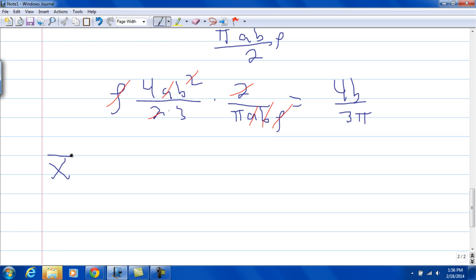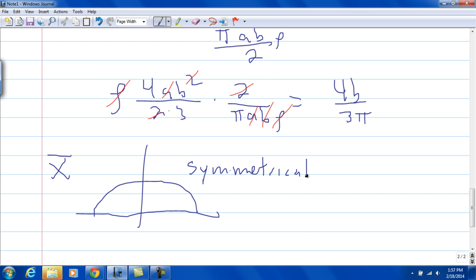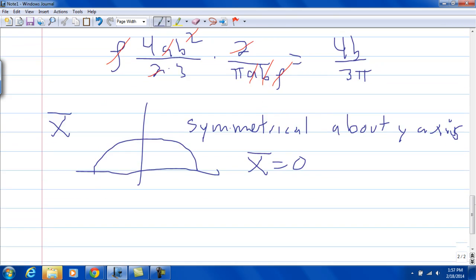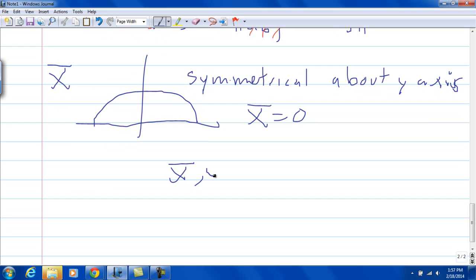In terms of the x bar, where's the center of gravity based on the x coordinate? If you think about what shape we have, that's an ellipse, that's symmetrical about the y-axis. So x bar is going to be 0. So x bar comma y bar equals 0 comma 4b over 3 pi. Hope that helps.